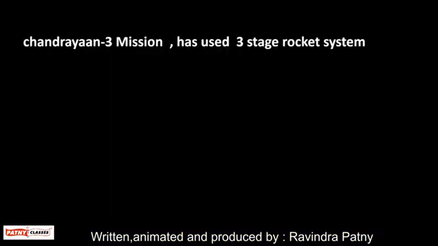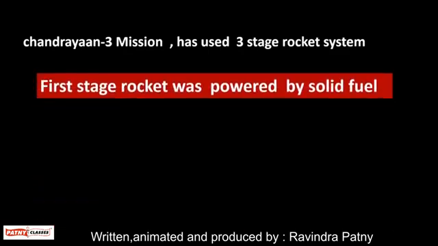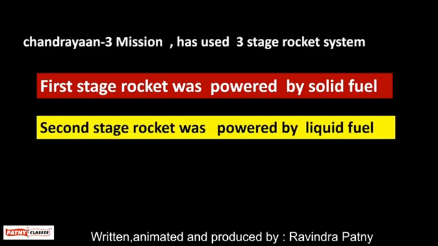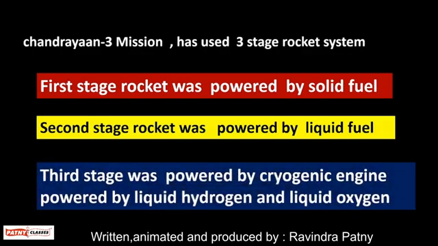Chandrayaan-3 mission has used a three-stage rocket system. The first stage rocket was powered by solid fuel. The second stage rocket was powered by liquid fuel. The third stage was powered by a cryogenic engine, which is nothing but powered by liquid hydrogen and liquid oxygen.